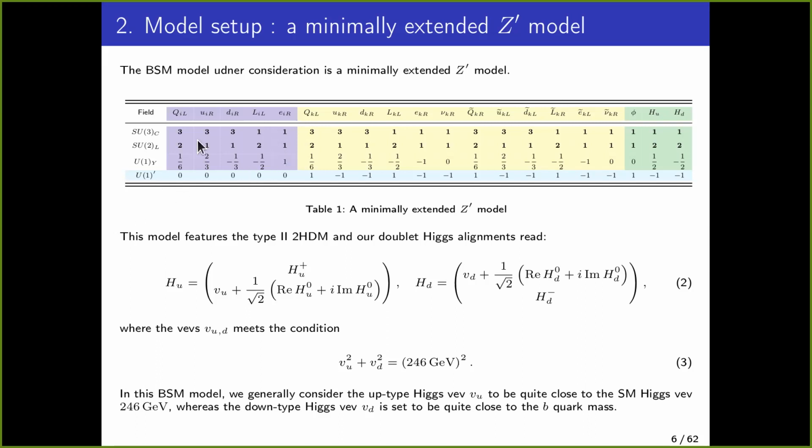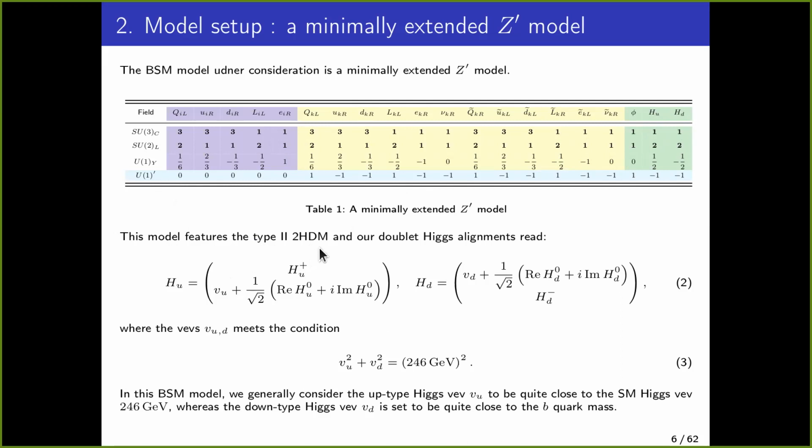So this is the standard model part. This is the complete vector-like part, one singlet flavon, and one down-type Higgs. H_U is generally considered as the standard model Higgs, and then the local U(1) gauge symmetry. This minimally extended Z-prime model also features the type 2 Higgs doublet model, which means the up-type Higgs couples to the up-type quarks, whereas the down-type Higgs couples to the down-type quarks and the charged leptons.